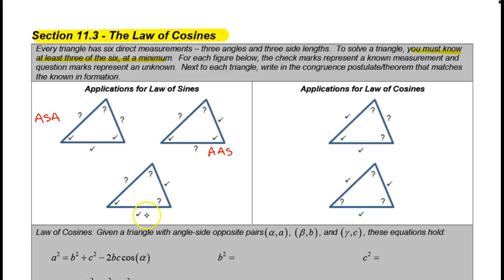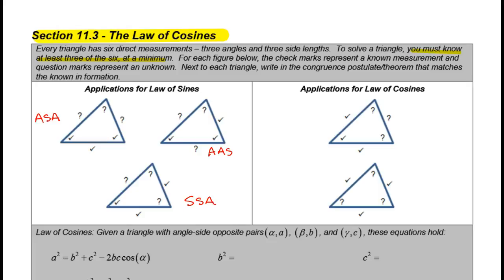Then down here we know an angle and 2 sides, but the angle is not between the sides, so this is a side side angle. And remember, side side angle does not guarantee congruence. It leads to something known as the ambiguous case, where you can get multiple solutions for the same given information.